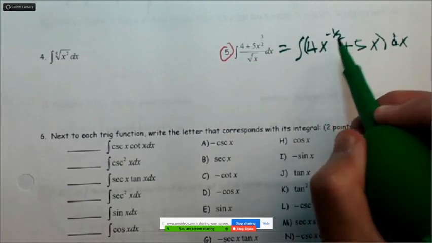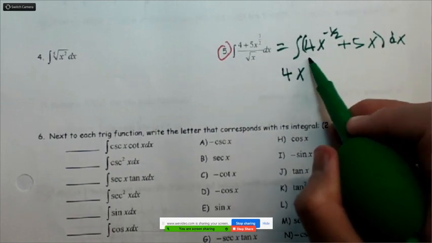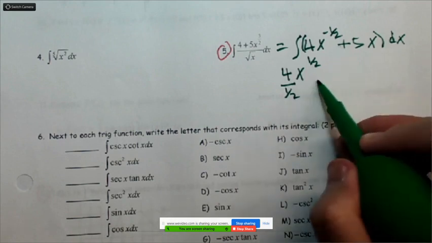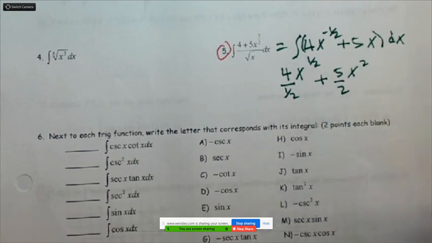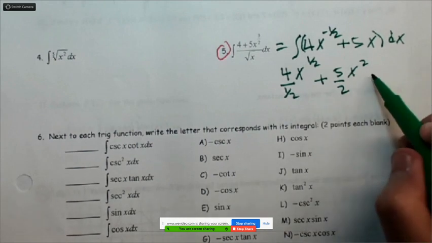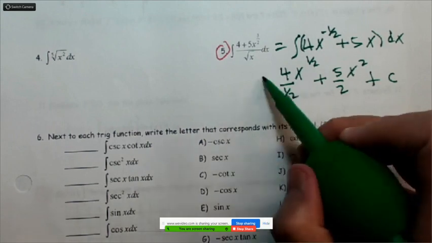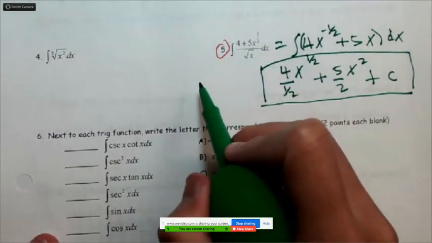Let's go ahead and integrate them. So we're going to take the power and do what? Add 1, which becomes 1/2. And I take that 1/2 in my denominator. Plus 5x, add 1 more is 2 over 2. And then plus what for integrals? C.